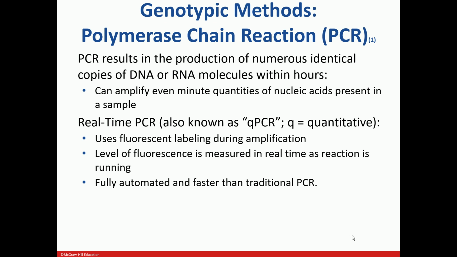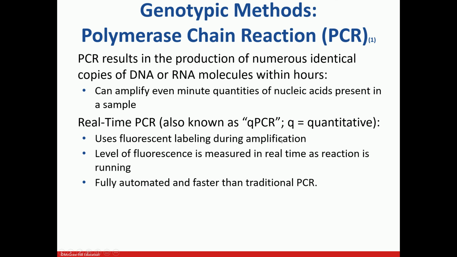within a few hours. So if you are infected with some bacteria, this technique can take your sample, and it can amplify the DNA or RNA of the microbe which is present. PCR is a way by which the amplification of DNA can take place. So PCR results in the production of numerous identical copies of DNA or RNA within hours. On the basis of that, we can identify the causative agent of the infection.